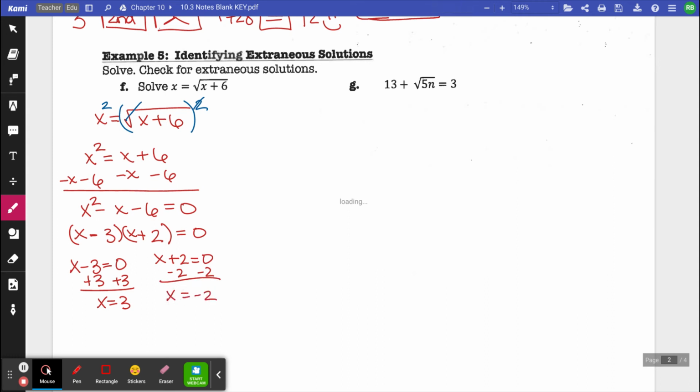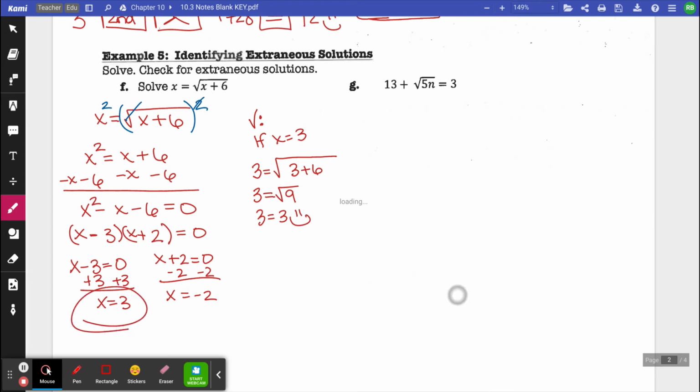Now, before I circle these, I need to check my work. So let's go back and let's check. Let's check if x is equal to 3. So we'd have 3 is equal to the square root of 3 plus 6. Does 3 equal the square root of 9? And in fact, it does. Square root of 9 is 3. So we can circle that as an answer.